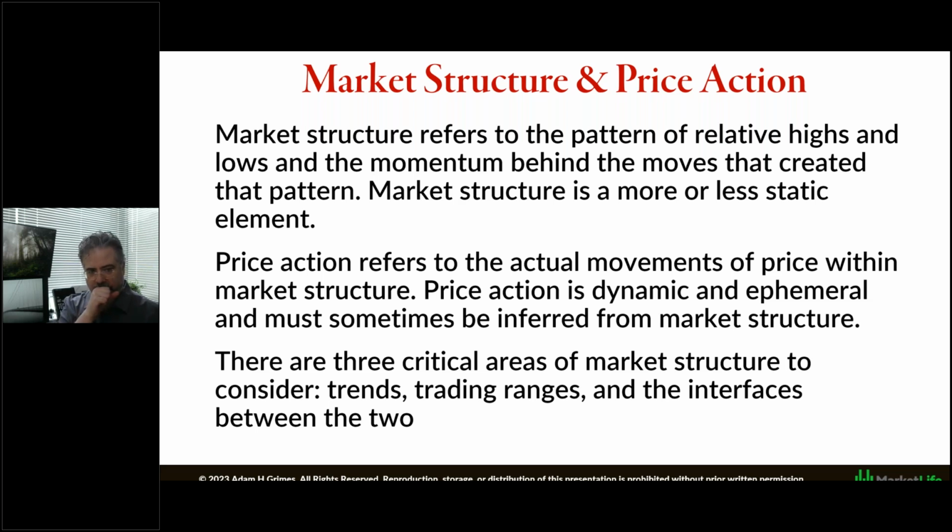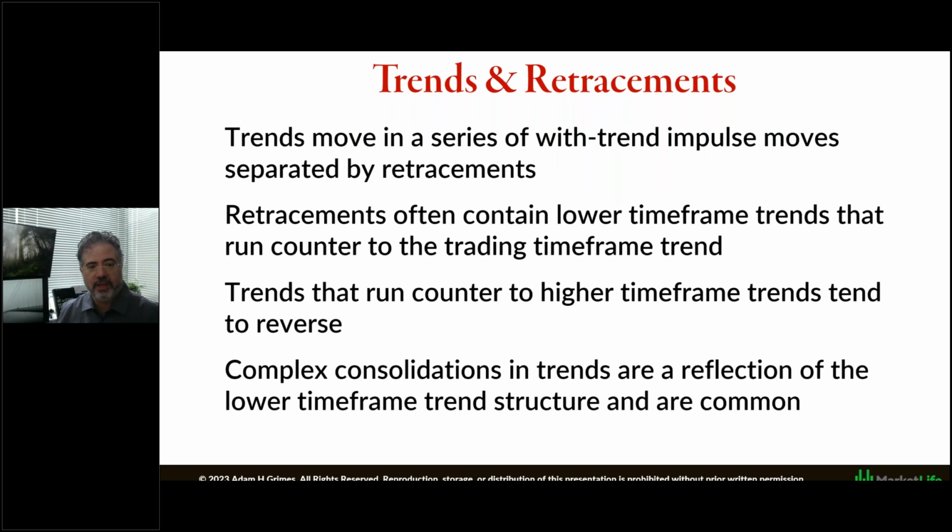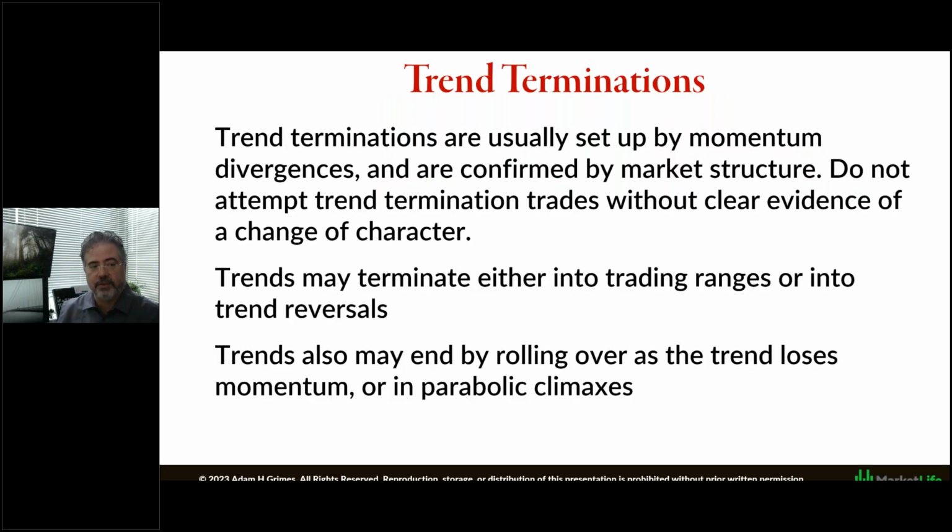And there are 3 critical areas of market structure, which we've talked about a lot today. This is what we focused on today: trends, trading ranges, and then what happens between those 2. Trends tend to move in a series of with-trend impulse moves separated by retracements. You also know now that trends tend to reach minor climaxes to set up those retracements. Retracements are basically trading ranges, but they're in alignment with that higher time frame trend. Again, I'm not going to read everything on the slides here too.